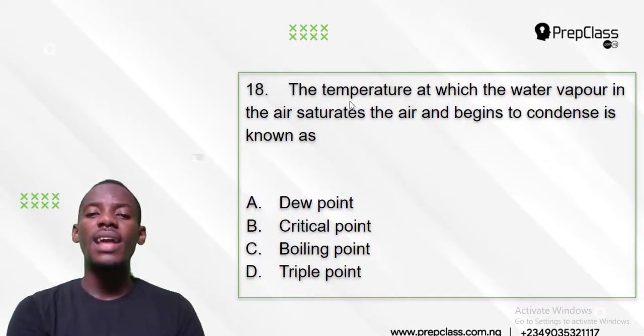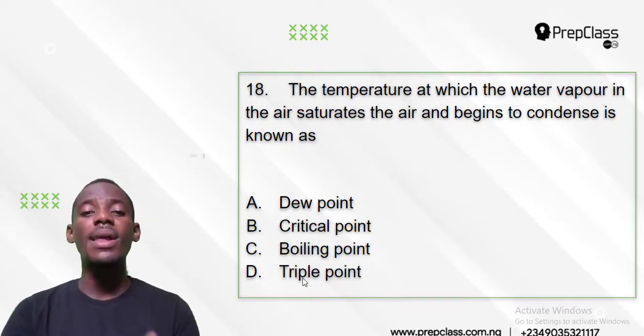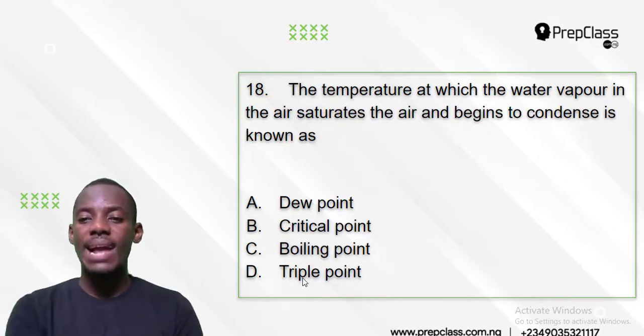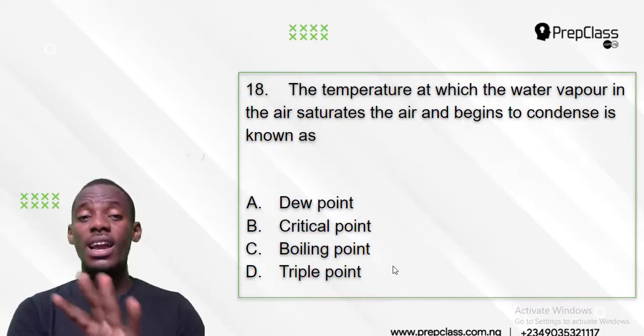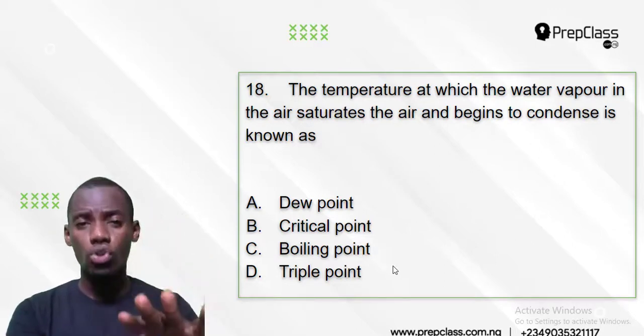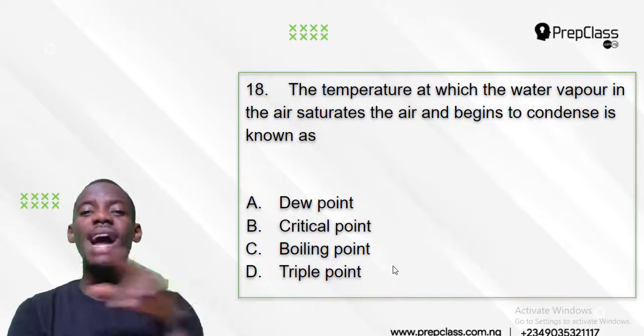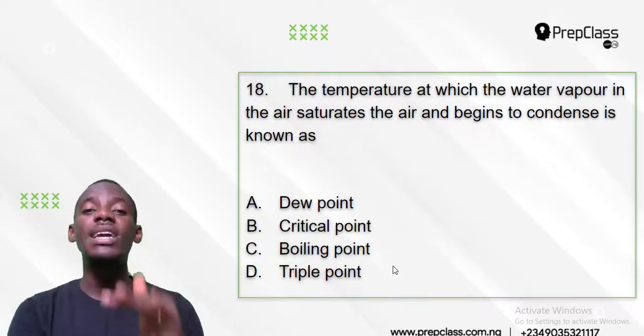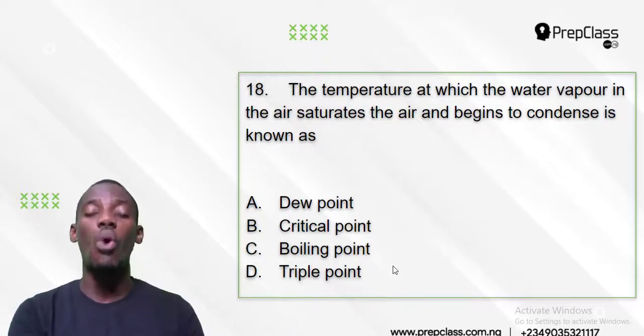The question says the temperature at which the water vapor in the air saturates the air and begins to condense is known as what? Is it dew point, critical point, boiling point, or triple point? Now, in the morning when you wake up, you see condensation has happened. That means the water vapor is there in the night, but it cools, so it saturates the entire place in the midnight when you are sleeping, and in the morning it starts to condense down into water.